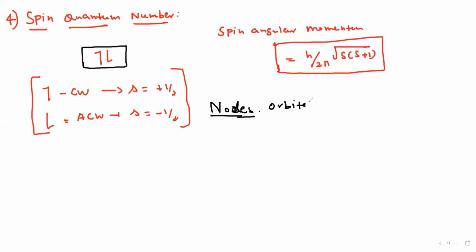Now see, this is a p orbital. This is what is given in the book, but it is a wrong one. What is the actual p orbital shape? This is the actual p orbital shape.